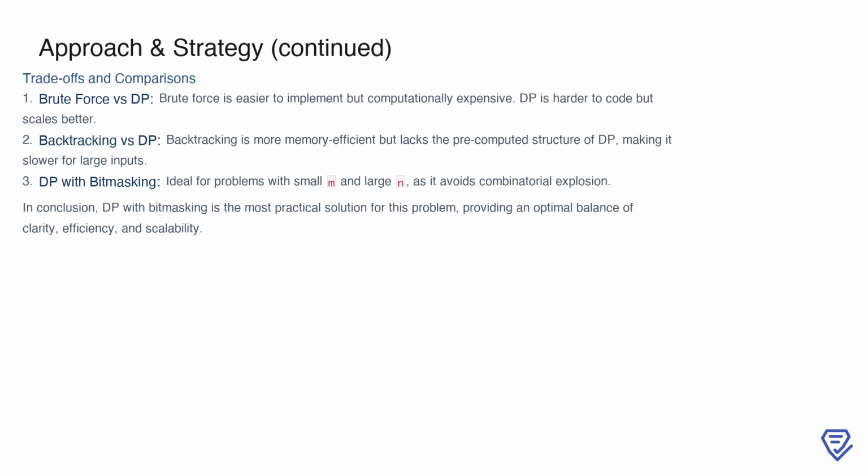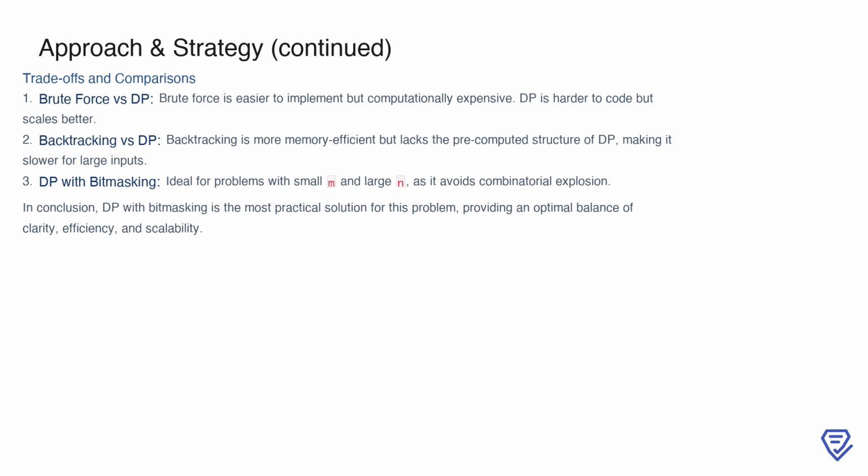Now let's compare these approaches and understand the trade-offs. Brute force, while simple to implement, is computationally overwhelming due to its factorial complexity. On the other hand, backtracking with pruning can be more memory efficient, but it still struggles with exponential growth in the number of combinations, especially for larger inputs.